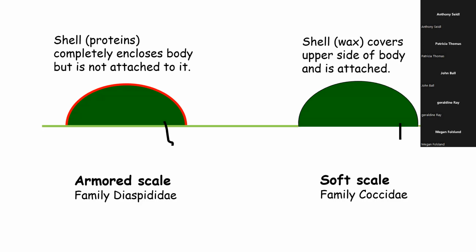Now, it's not going to scurry away because it's already lost its mobility. For the soft scales, they have a shell that's made up of wax that really comes from their body, and it's attached to the upper side. Okay, and you can't separate the two.